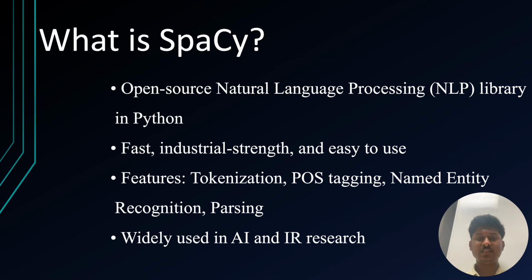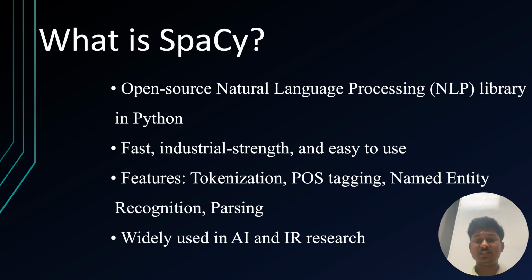What is SpaCy? SpaCy is one of the most popular and efficient NLP libraries used in both academic research and industry projects. It's written in Python and designed to handle large scale text efficiently. SpaCy can perform various text processing tasks such as tokenization, which splits a sentence into words, part of speech tagging to identify the grammar of each word, named entity recognition to detect names, dates, and places, and dependency parsing to understand sentence structure. These features make it ideal for information retrieval, where a system must analyze and organize text.